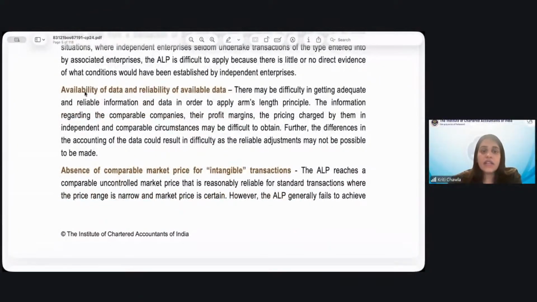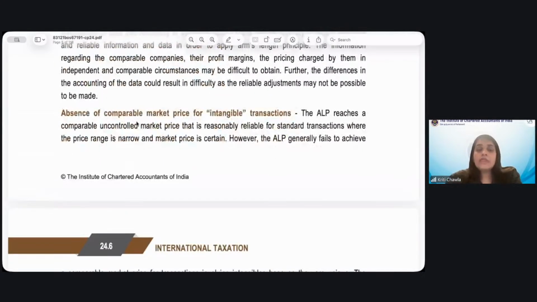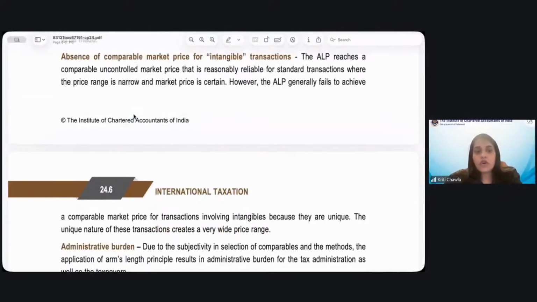Then it says availability of data and reliability of data. Again, just a reiteration that for CUP, it's very difficult to find available data. But then obviously, if you have available data, then it's absolutely fine. Absence of comparable market price for intangible transactions.